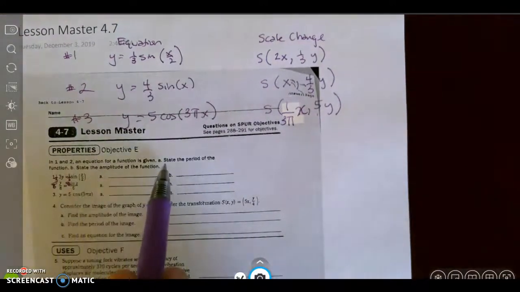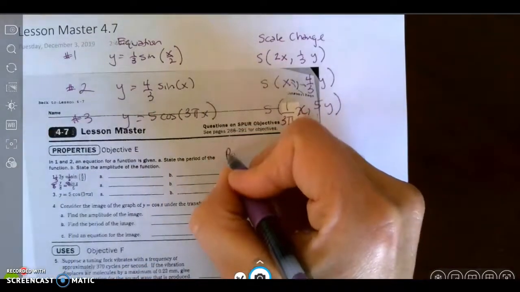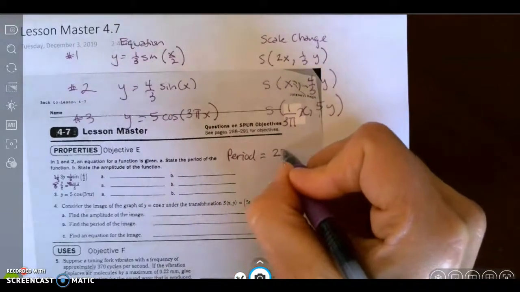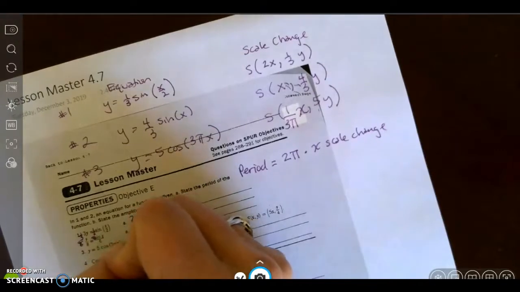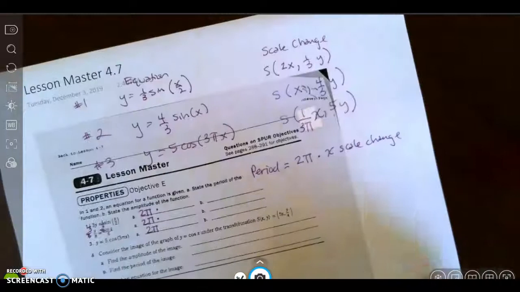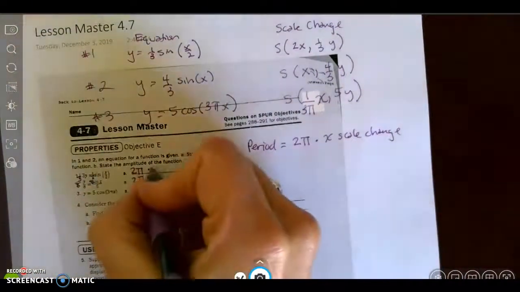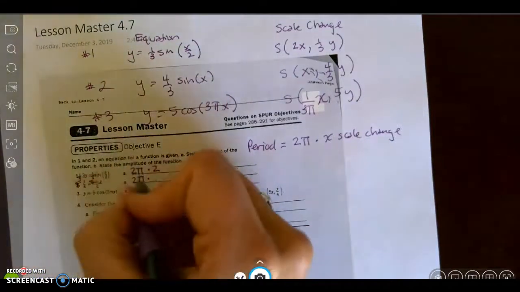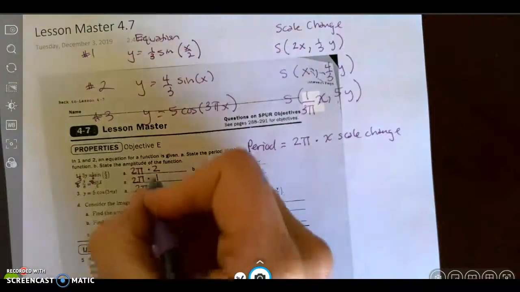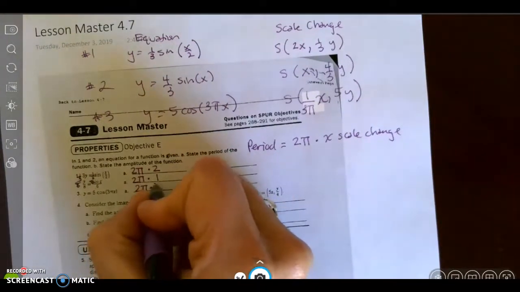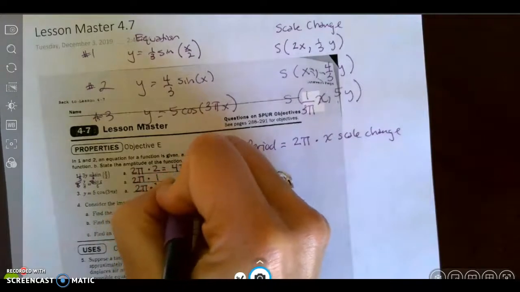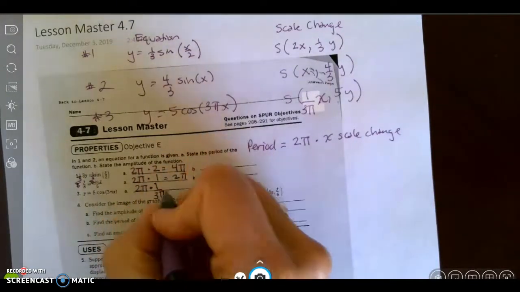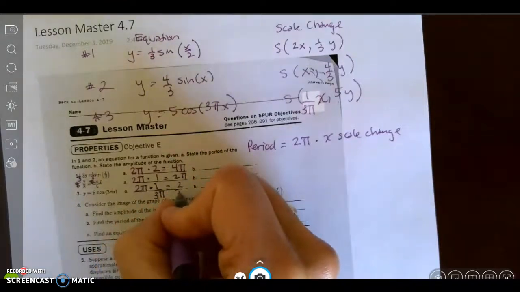Now, for number 1, the first thing we're asked to do is state the period. Remember that period is 2 pi times the x scale change. So it's 2 pi times something in every one of these. In number 1, it's times 2. In number 2, it's times nothing. Well, times 1, no change. And in number 3, it's times 1 over 3 pi. So my new period here is 4 pi. My new period here is 2 pi. My new period here, the pi's cancel, is simply 2/3.